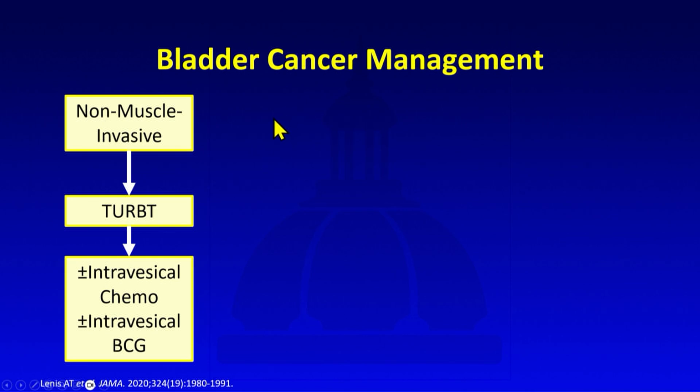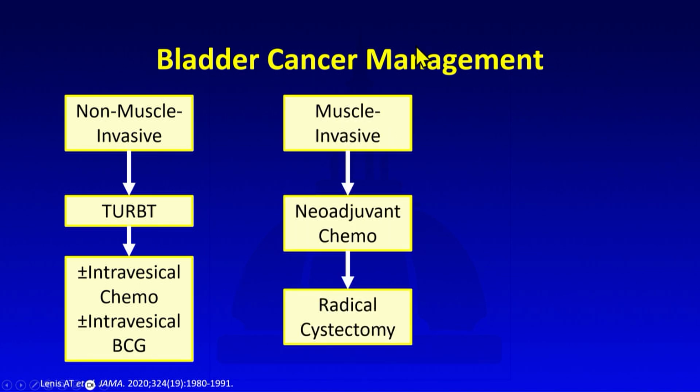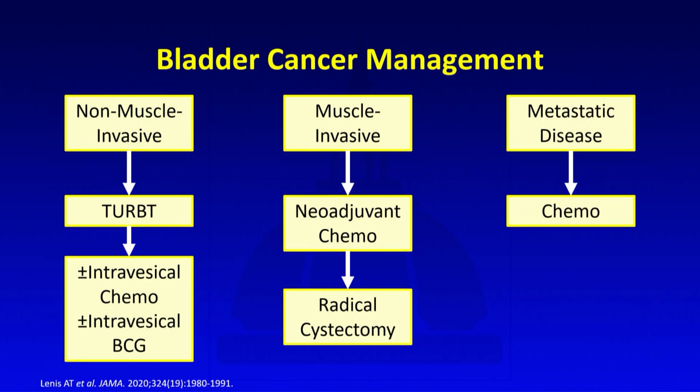So as I mentioned, Ta and T1 are non-muscle invasive. So the first line of treatment is a TURBT, followed by perhaps chemo or BCG, depending on the risk factors. T2 and above are muscle invasive, and those patients would undergo neoadjuvant chemo, followed by radical cystectomy. Patients who present with metastatic disease will be treated with chemo.